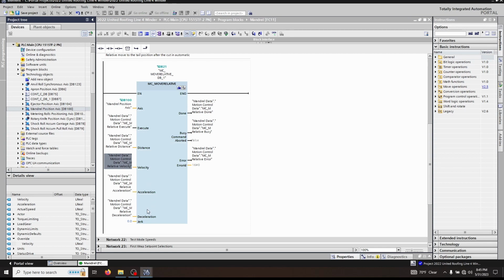This is a basic overview of the MoveRelative block. Again, a MoveRelative is wherever you are now, it will move a distance at a velocity and acceleration from wherever you are. In the next episode, we'll be talking about an MC MoveAbsolute, which sounds similar but has completely different functionality. Hopefully you'll come back for that one.